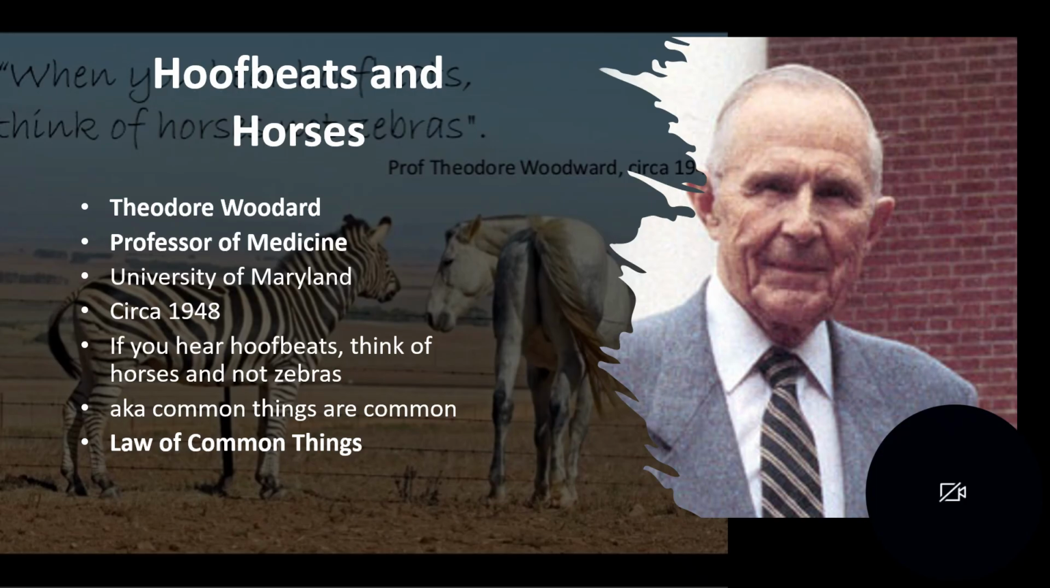I use the term epidemiological approach, which we'll talk about shortly, instead of going down 10 rabbit holes of the 10 things that could cause back pain, using a particular model that has been popularized by Don Murphy. He looks particularly at the four most common things. So this is the law of common things.